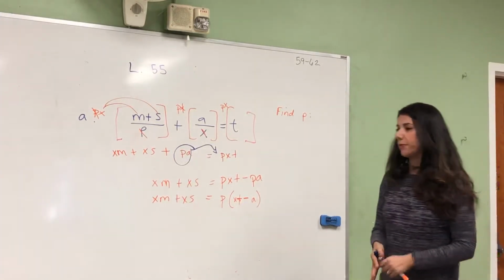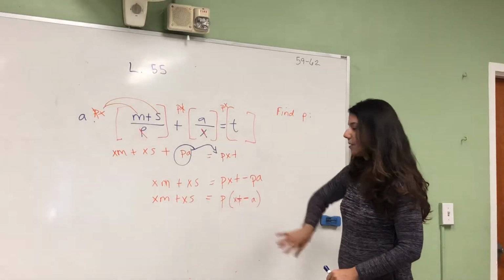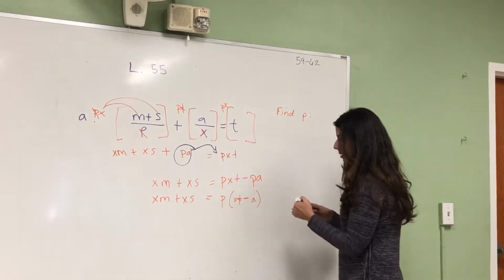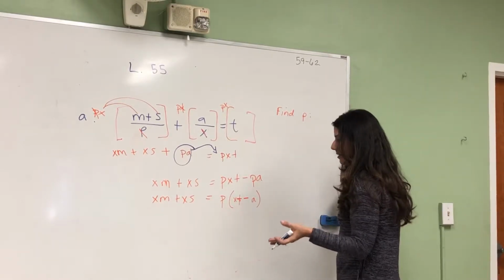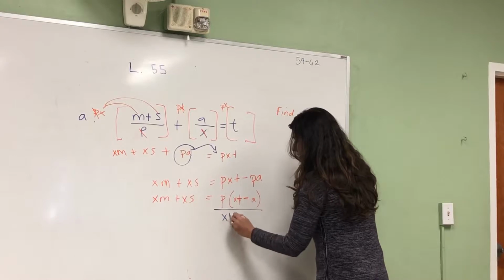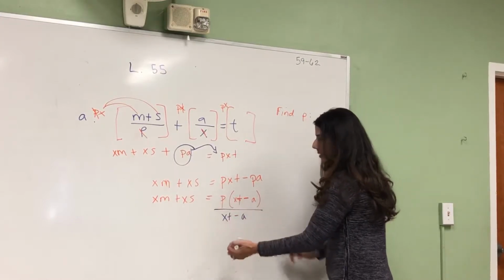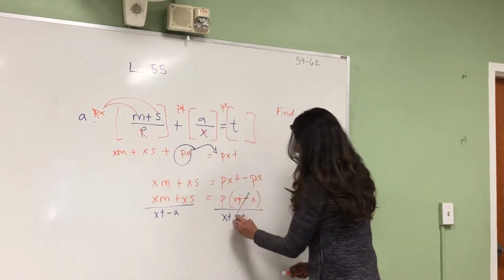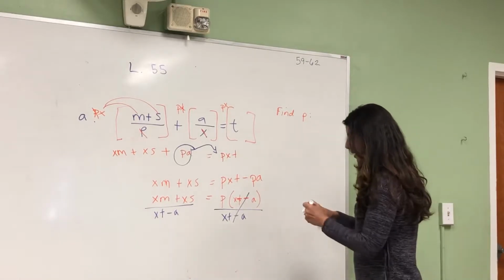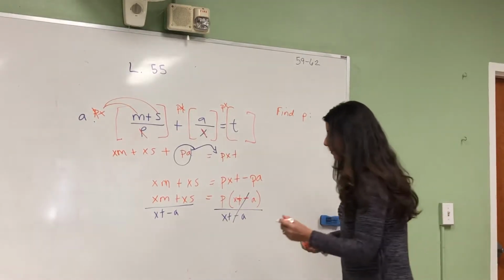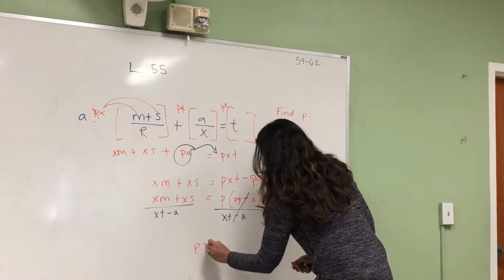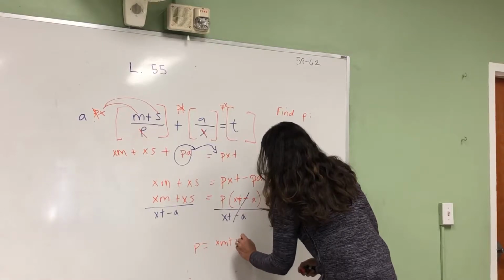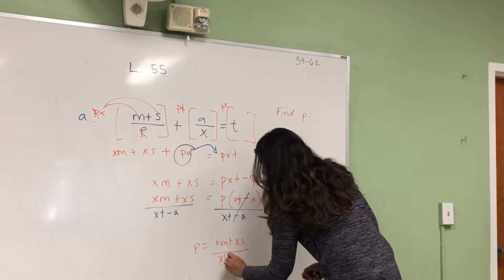What is keeping P from being by itself? This mess here. So how do we get this over there? We do the opposite operation. Thank you, music to my ears, which is? Division. Yes, so we just divide by that whole thing, XT minus A, and then do the same thing over here. So find P, what does P equal? That giant fraction thing. P equals XM plus XS over XT minus A.